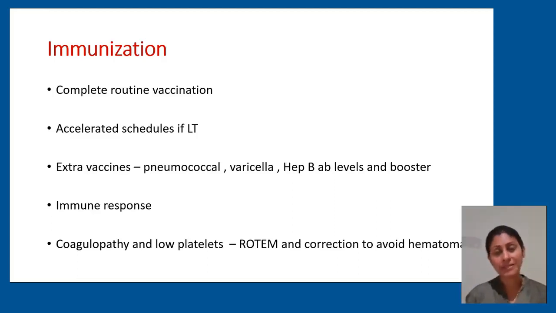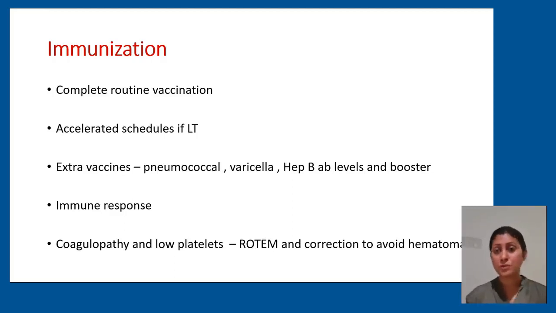One important fact, before you vaccinate them, you just have to check their coagulopathy and the clotting status, because if you vaccinate them with intramuscular route, they might get hematomas. So be mindful to check their clotting before you administer vaccines, and you can use deep subcut route instead of IM route.